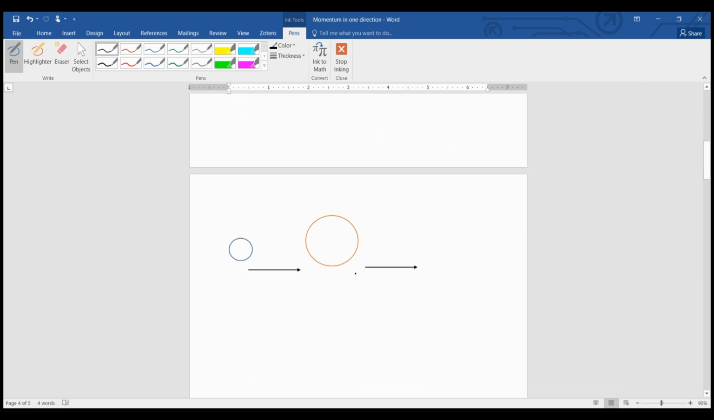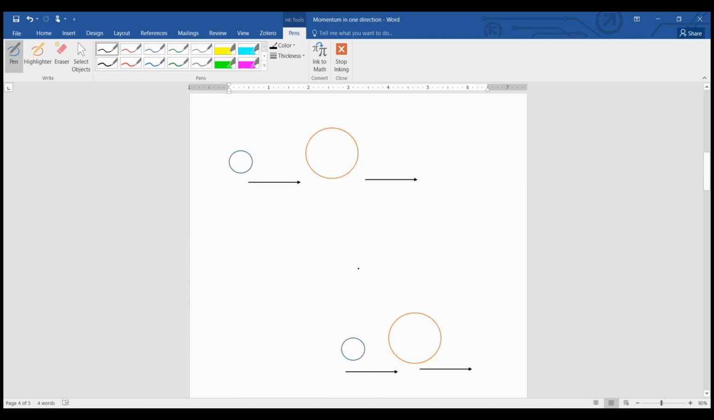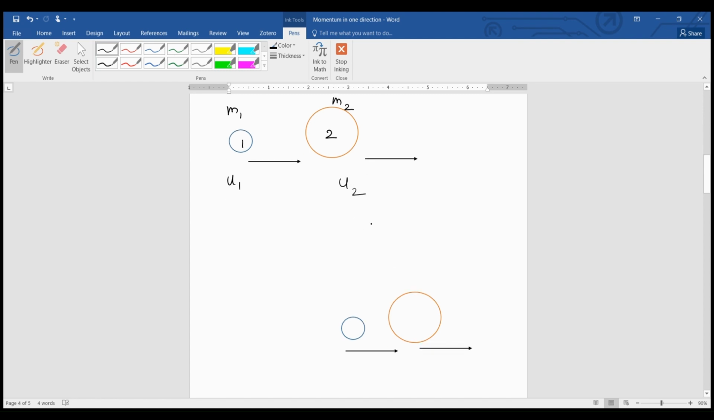Now let us consider the second example. We are again considering two objects. Both the objects are again moving towards the right. These objects of mass m1 and m2 have velocities u1 and u2 before collision. Now what's happening here? After collision, they're again moving, but in this case they are not stuck together. After collision also they are moving separately.